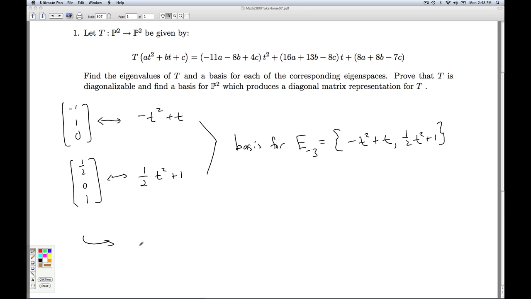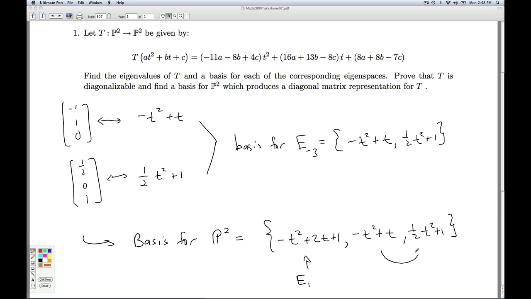So I put this together with my basis for E1, and I get a basis for P2: negative t squared plus 2t plus 1, that was the basis of E1, and then I add these two in, which were the basis for E negative 3. We proved a theorem in class that eigenvectors that correspond to different eigenvalues are linearly independent, and so I'm guaranteed that this is a basis for P2, because I have 3 linearly independent vectors in a 3-dimensional space.